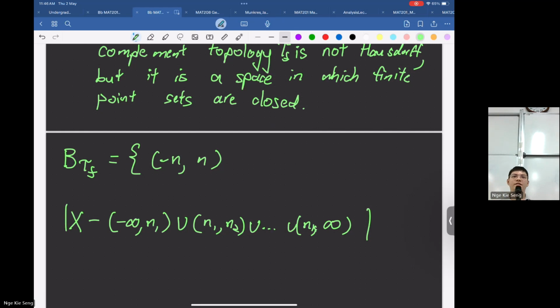Is it enough? Is this all you can do? Is this a basis or not? I just found some open sets inside here. This is a basis, yes. Does every basis element look like this kind of union of open intervals? If you take the intersection of these two kinds of things, you find another basis element that lies inside it.